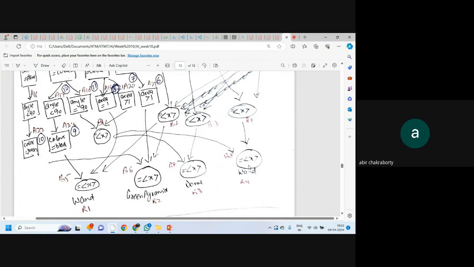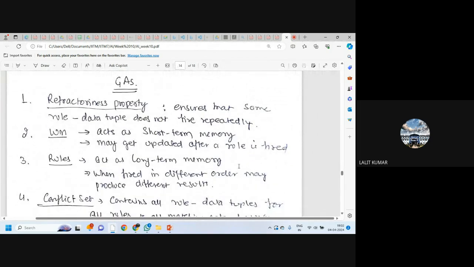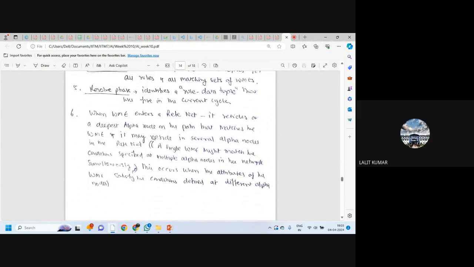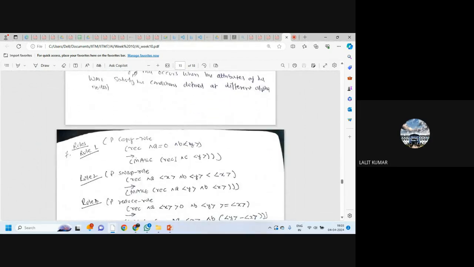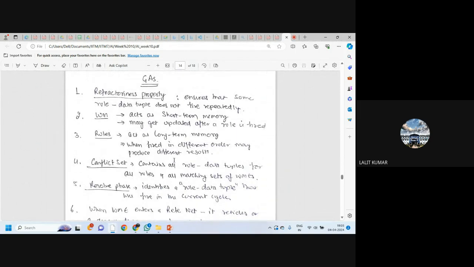Okay. Now, you can open the GS. The first 6 questions which are there are basically all theoretical. I have already covered all these concepts. Refractoriness property means that the same rule data type tuple doesn't fire repeatedly. It will fire only once.